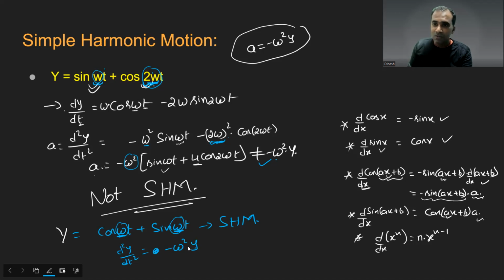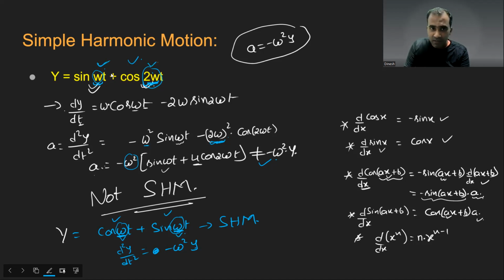Correct? So the point is, when you have a single sinusoidal signal, we know that it is SHM. If displacement is varying as a function of one sinusoidal function, we know that it is SHM. But when displacement is expressed as sum of 2 sinusoidal functions like this or like this, then we have to understand whether it is SHM or not. It is SHM only if the frequencies are exactly same. When the frequencies are different, it is not SHM.